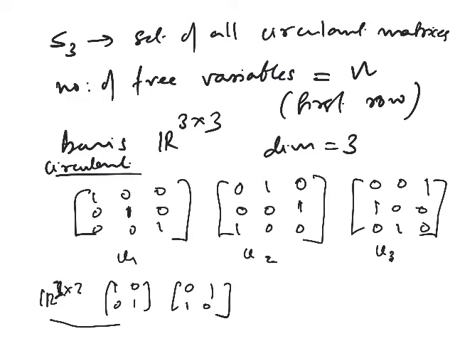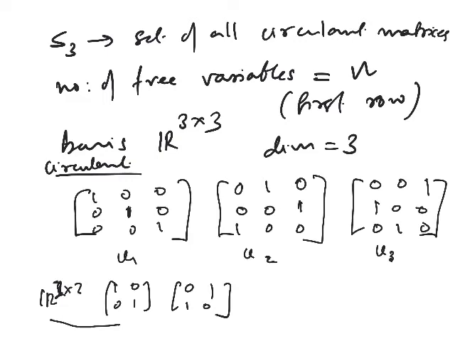So when I am looking at R2 cross 2, it is the set of all 2 cross 2 real matrices, and the set of circulant matrices in that is the set of all 2 cross 2 circulant matrices. Fine. So the question is, what is the dimension of the ambient space here? 4, because you are in R2 cross 2. It consists of matrices of size 2 cross 2, 4 freely choosable variables, so the dimension is 4.